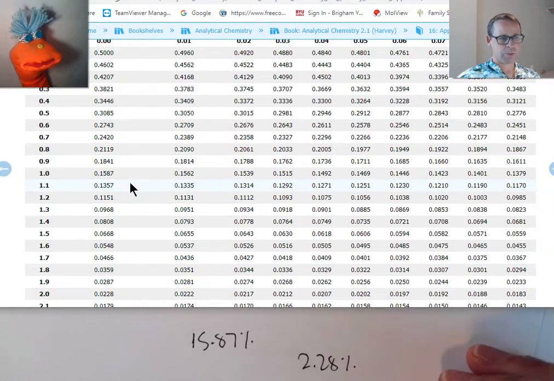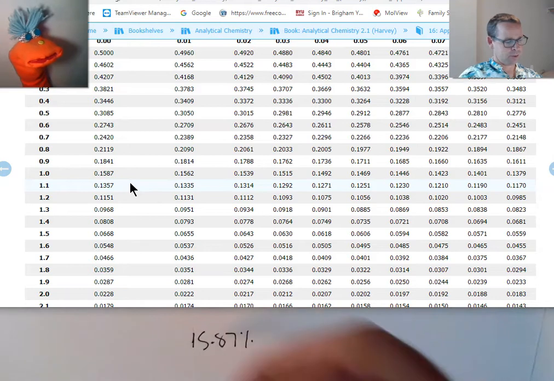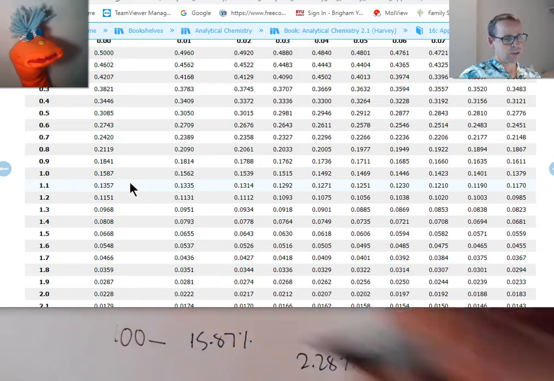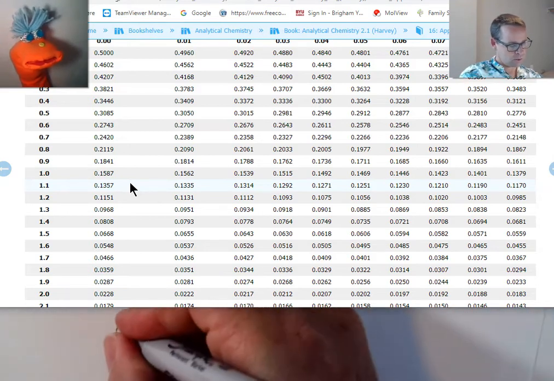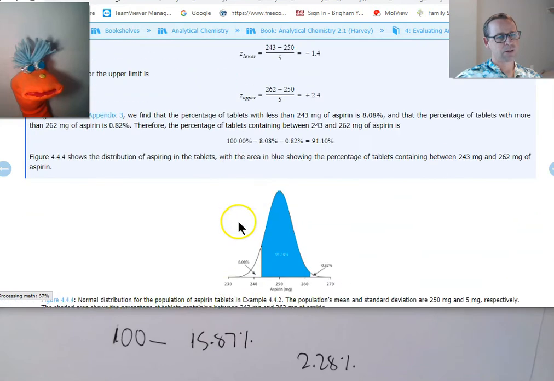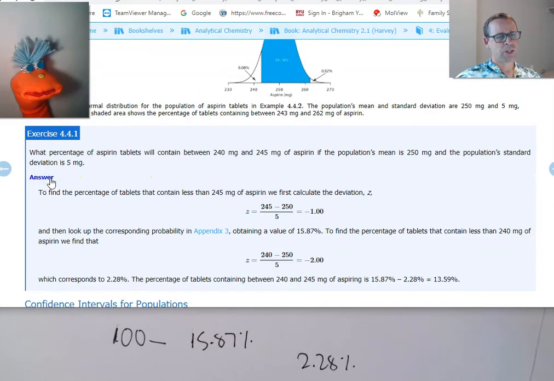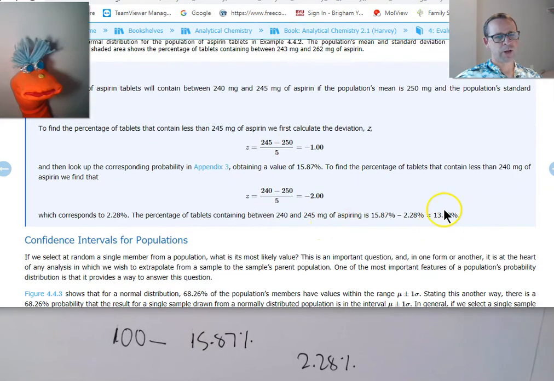Okay, very good. So what do we do with these values? Subtract them both from 100. That's right. So 100% minus those values will give us the resulting percentage of tablets that we expect to be within the range of 240 to 245, or 13.59%.